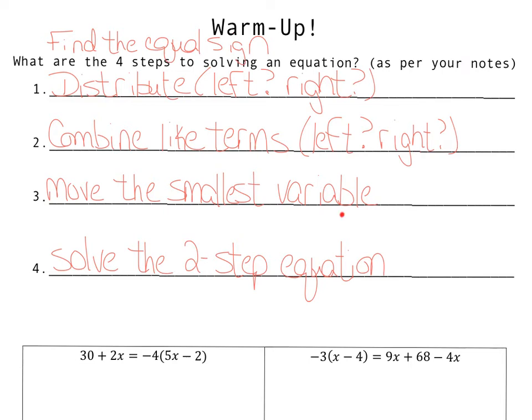After that, we move the smallest variable. This helps us avoid some negatives, makes things a little easier for us. And after that, we have a nice little 2-step equation that we know how to solve that shouldn't be too difficult, okay? We're going to follow these steps to solve the following problems.